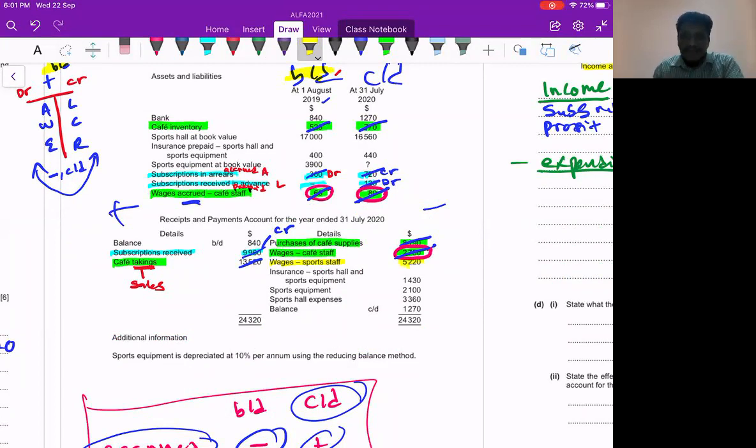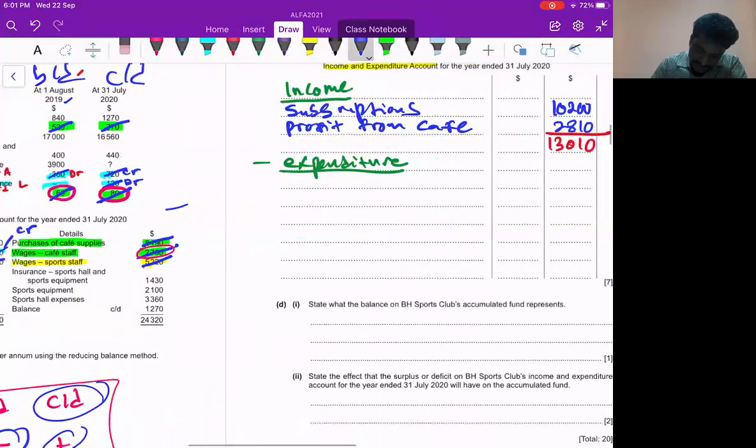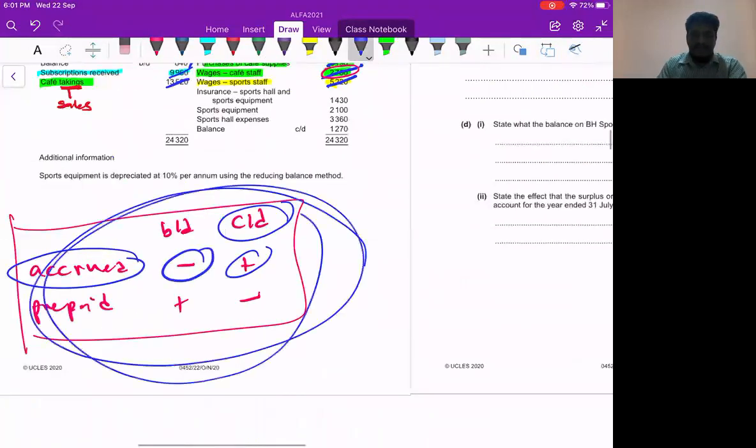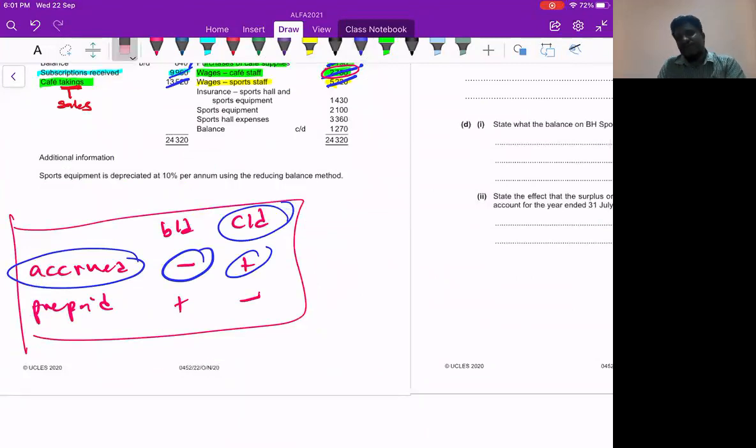But before you write this expenditure in expenditure, can you check the balance BD and balance CD? Do you have accrued or prepaid or something? No, I didn't see any. So this one goes straight here. Wages, sports staff, 5220. If you got accrued or prepaid, just follow this formula, plus and minus. But this question is quite easy, straightforward. They didn't give any accrued or prepaid for the wages. Next one.